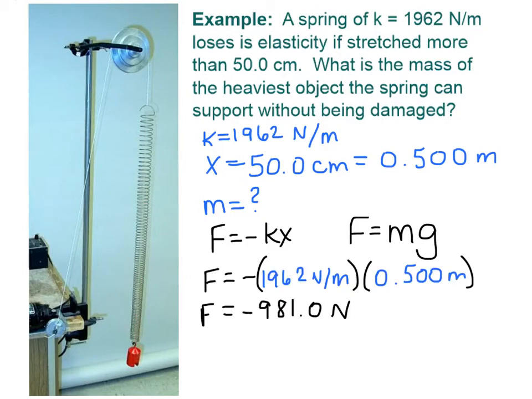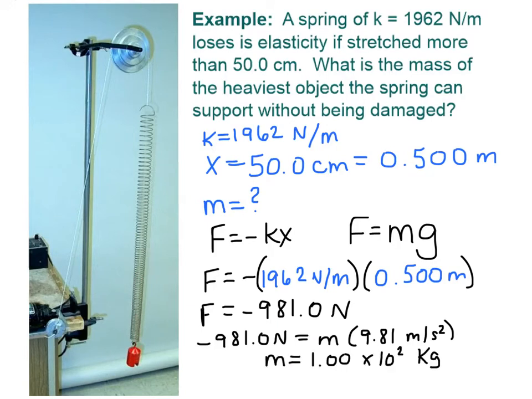So we get our force equal to 981.0 newtons in the opposite direction of the displacement. We can then use that information to determine the mass using this equation. Now remember that a newton is a kilogram meter per second squared, so when our units all cancel out, we're left with our mass in kilograms. And we can write it like this, since we can have 3 sig figs, and that is the maximum mass that our object can have without damaging this spring.